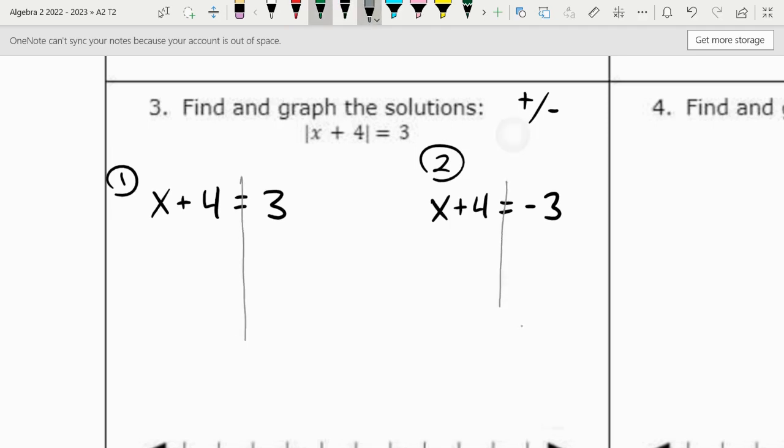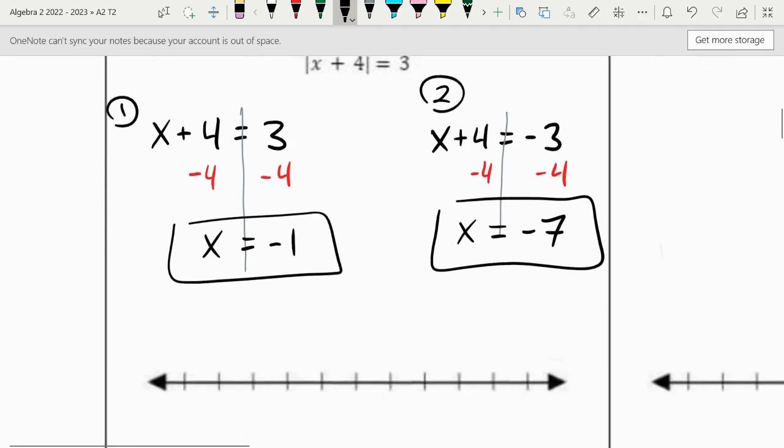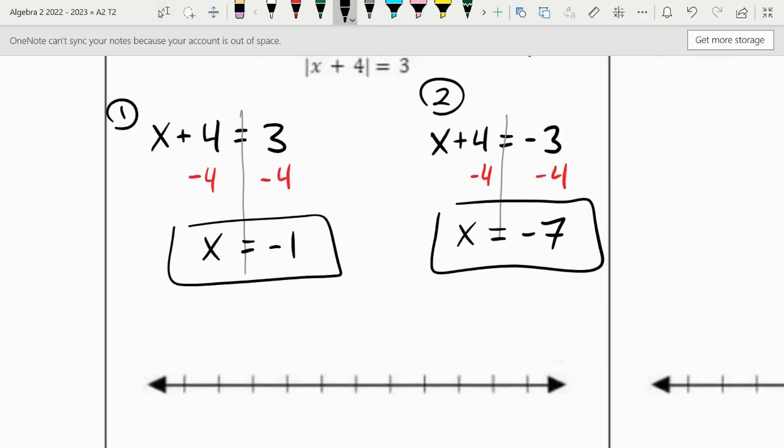For both of these, we're going to subtract 4 on both sides. And so we get x is equal to -1 as one of my answers. And then we get x is equal to -7 as my other answer. So when you graph this, it's just going to look like 2 points. So we'll put -1 right here. That'd be 0, 1, 2, 3, 4, 5, 6, 7. And we'll put another point right here. Okay, so this is what your two solutions would look like on the graph.